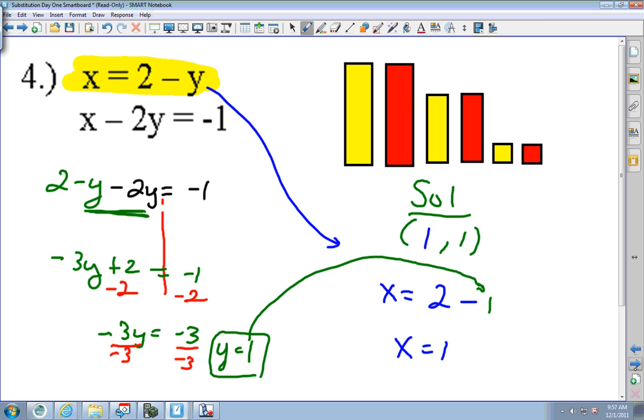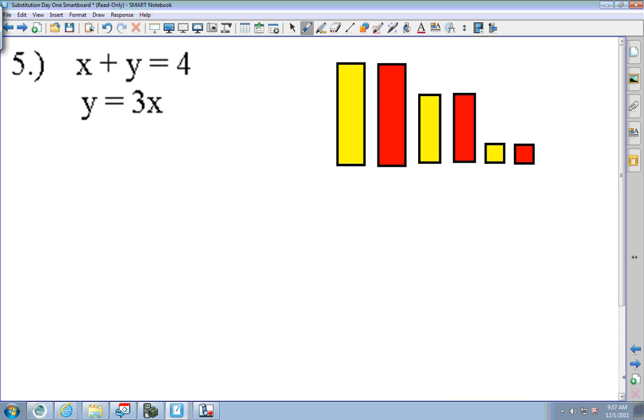Erase your boards. Here's the next one. Write this down. Okay. All right. Is one of my equations in x equals or y equals form? Yes, it is. So this says y equals 3x. So I'm going to circle that. I'm going to put it into the top equation for y. Well, it says x plus, so I'm going to put x plus. Instead of y, what goes in there instead? 3x equals 4.